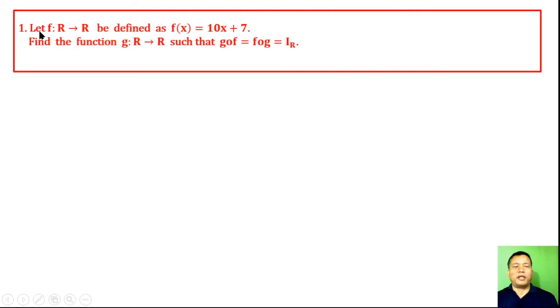Question number 1. Let f be a function from R to R defined as f of x equal to 10x plus 7. Find the function g from R to R such that gof equal to fog equal to I_R.